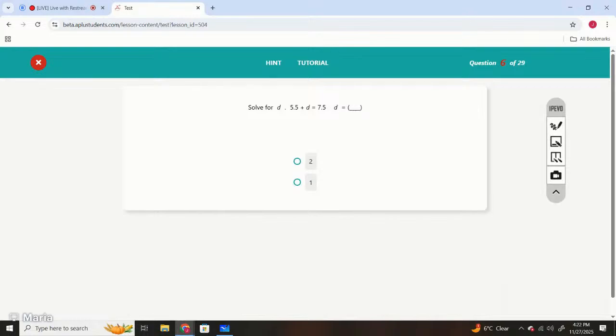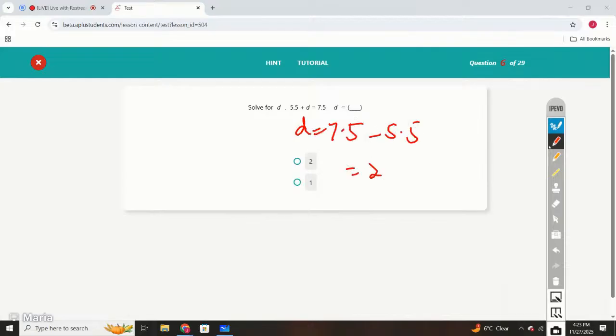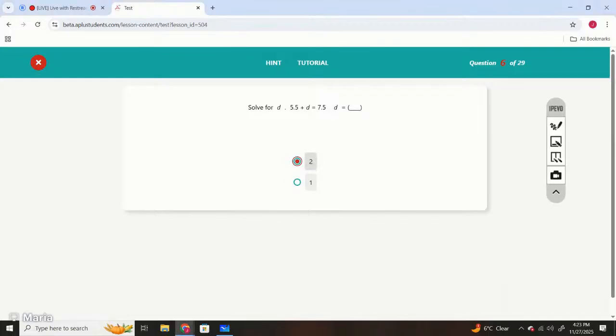5.5 plus D equals 7.5. So D equals, we need to subtract 5.5 from both sides. So when we subtract, D equals 7.5 minus 5.5, that equals 2. Option number 1 is the correct option, that is 2.